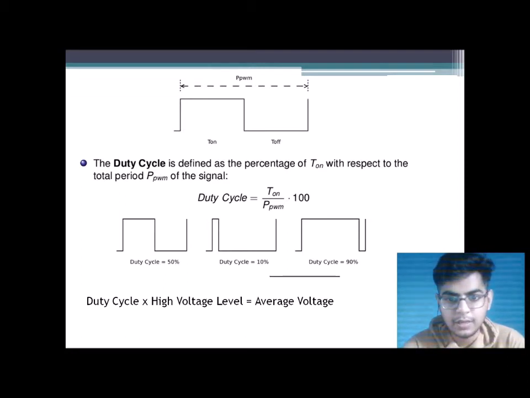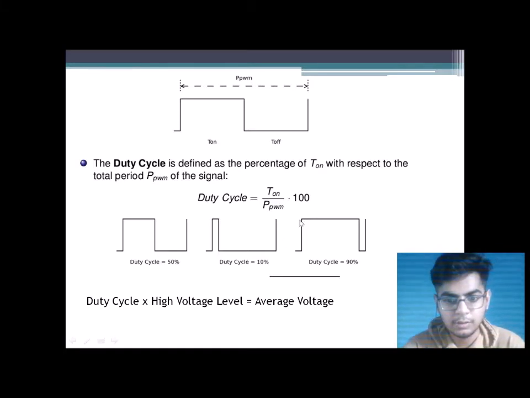The duty cycle is defined as the percentage of T on with respect to the total period of the signal. This is the total period of a cycle of a signal, T on is the time we keep the high pulse, and T off is the time it keeps the pulse low. So duty cycle is defined by T on divided by the total time of the cycle, times 100. If it is kept on for 90% of the total time of the cycle, then the duty cycle is 90%. The average voltage, which we call the output voltage that we want as an analog output, will be equal to duty cycle times high voltage level.